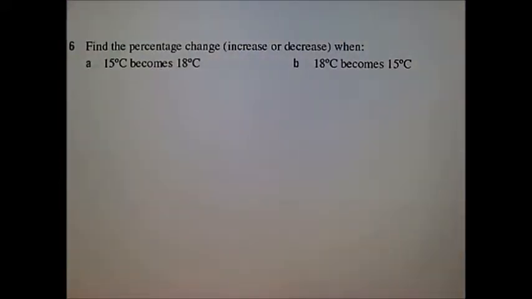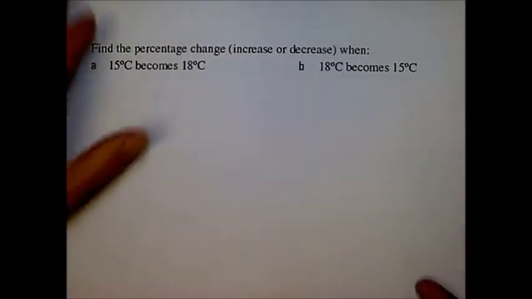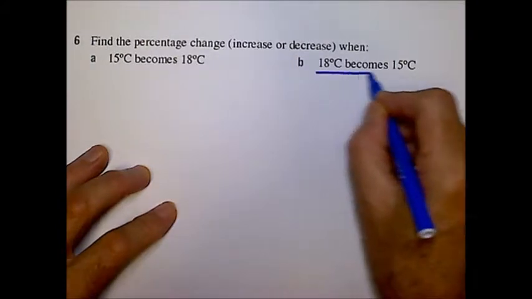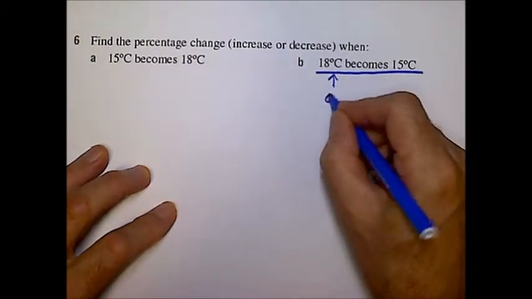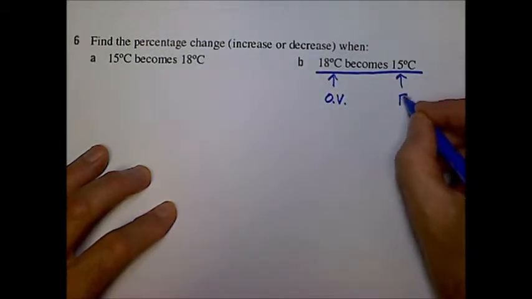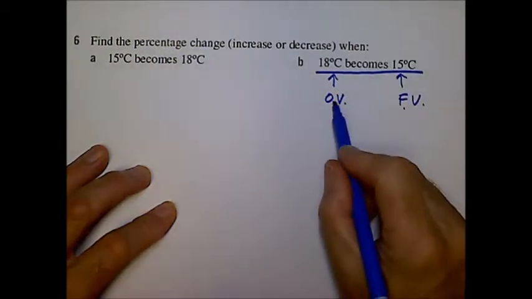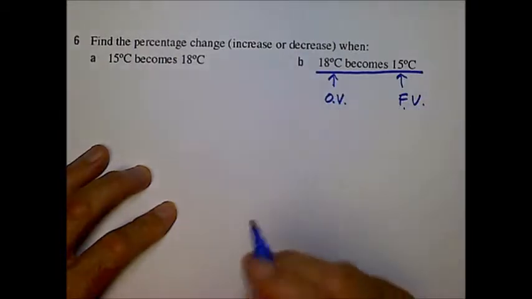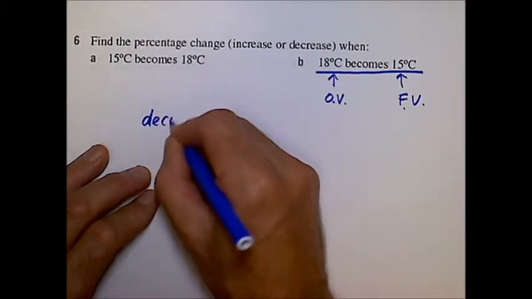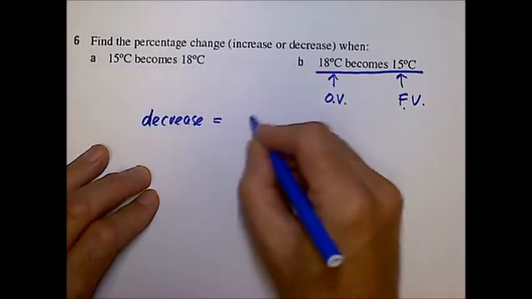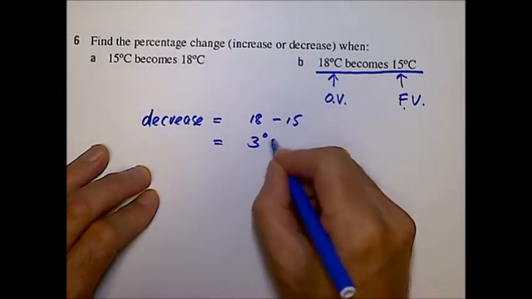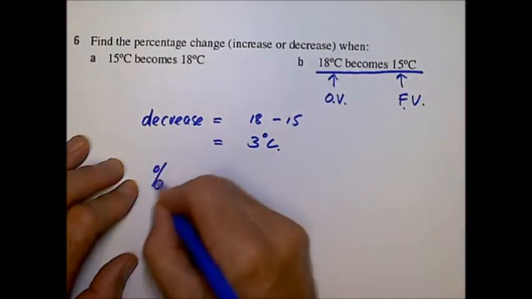The next example we looked at is number 6. And here we were asked to find the percentage change, the increase or decrease. So let's look at this example here. Here's the original value. Let's call it O.V, original value. Here is the final value. So I can see that the final value is less than the original value. So in this case, we have a decrease. So the decrease is going to be equal to 18 minus 15, which is going to be equal to 3 degrees centigrade.